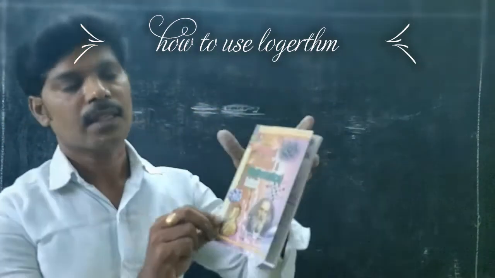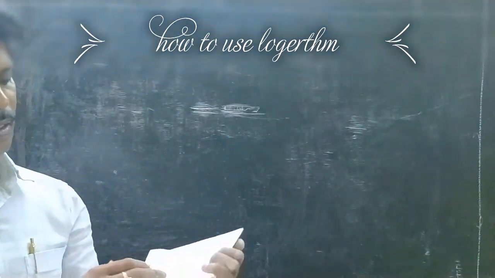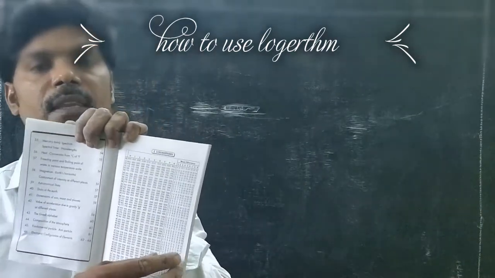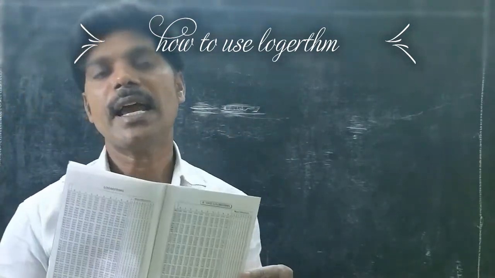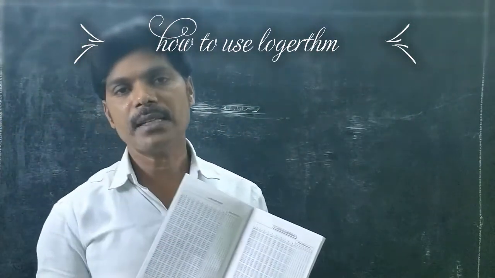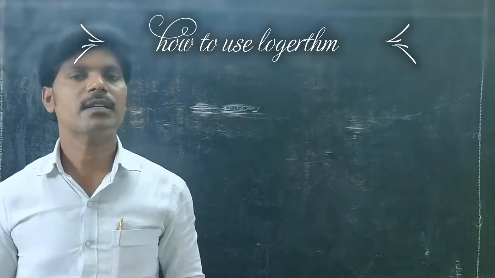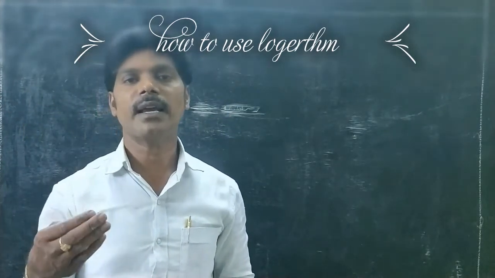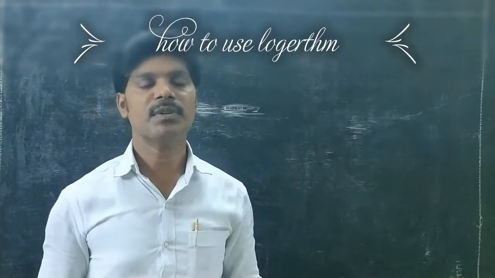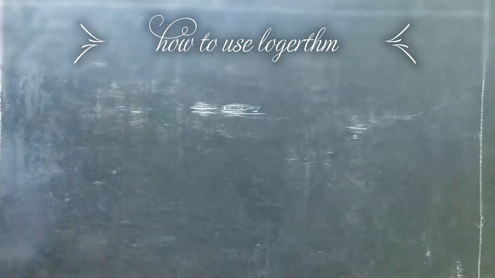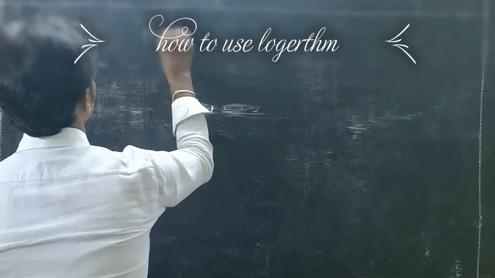In this book, the first page is logarithms, and the second page is also logarithms, and third and fourth pages are anti-logarithms. In the remaining pages you can find trigonometric ratios, sin 24, sin 30, whatever degree. You can easily find the sin, tan, cot, trigonometric ratio values also. So how to use this logarithm table? Let me explain.